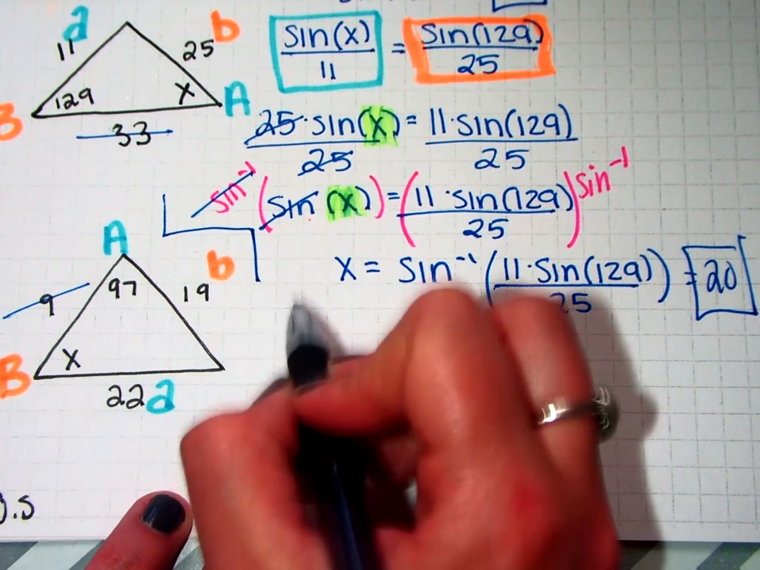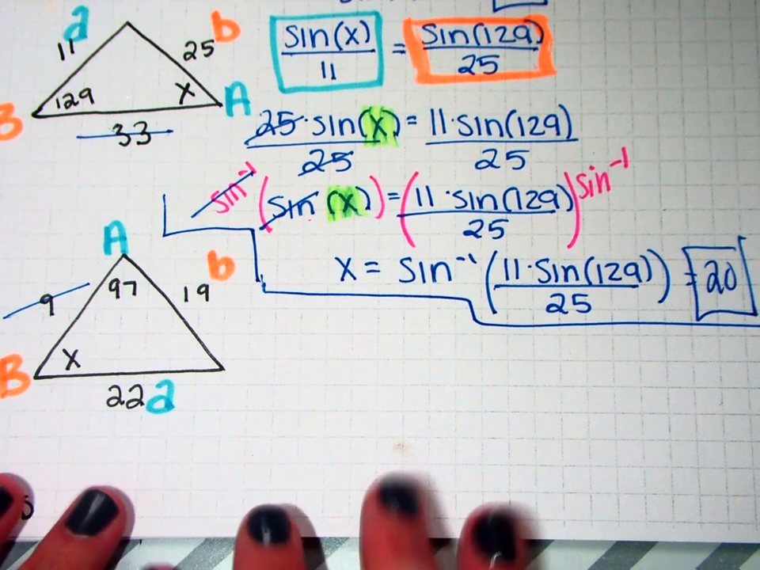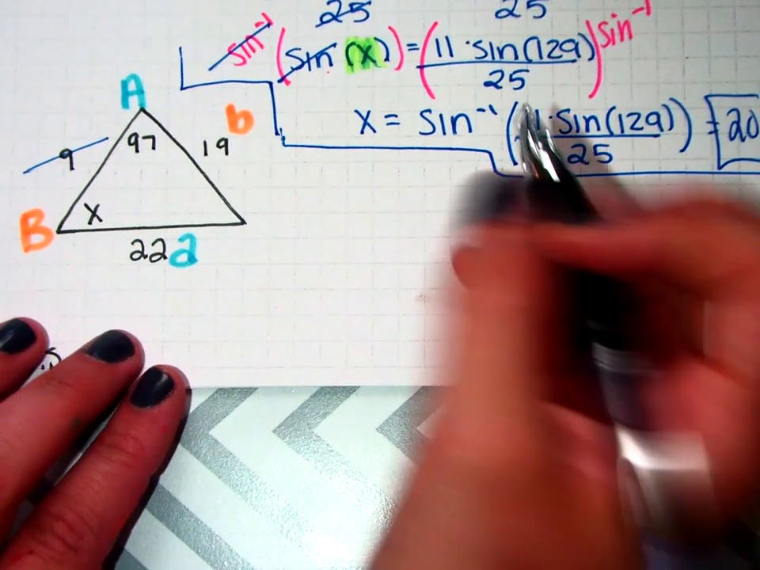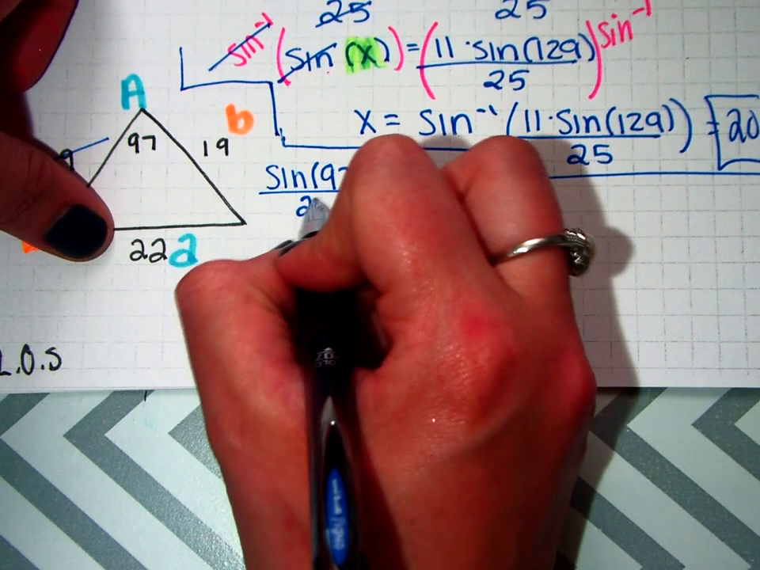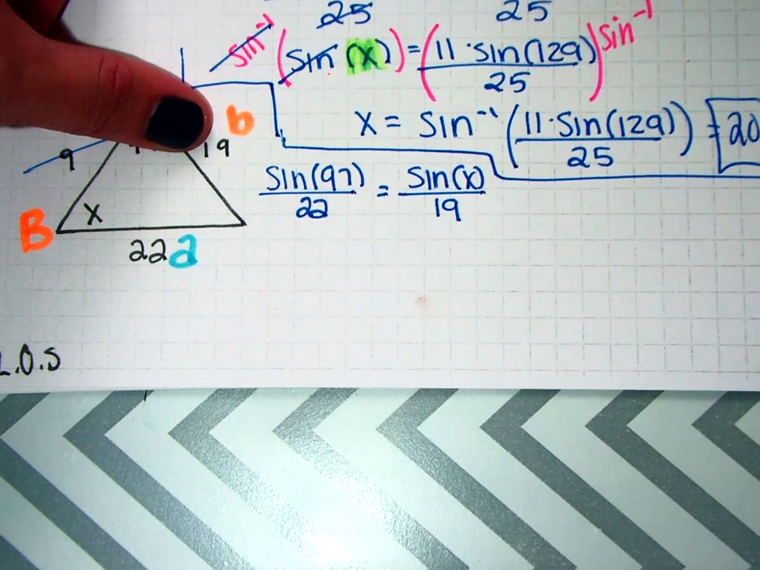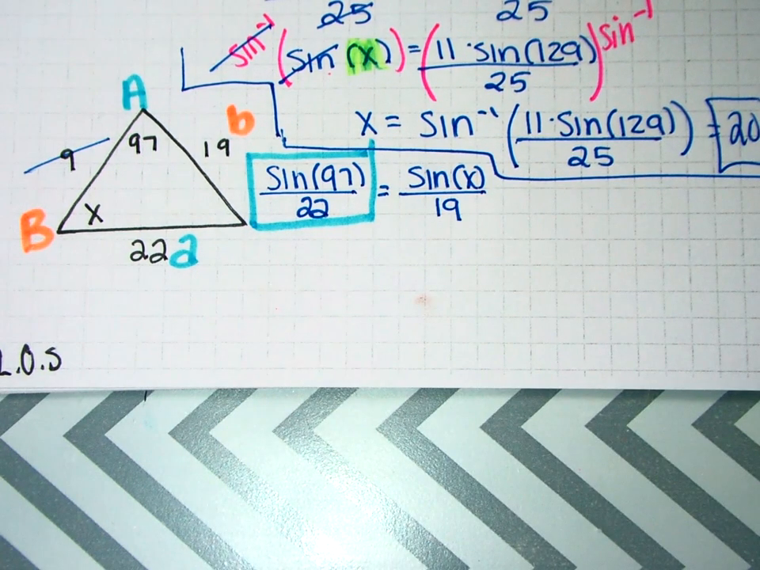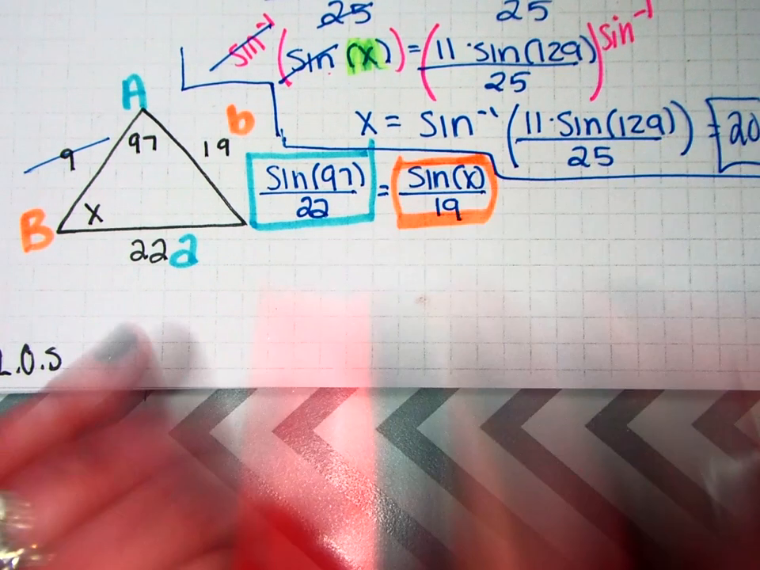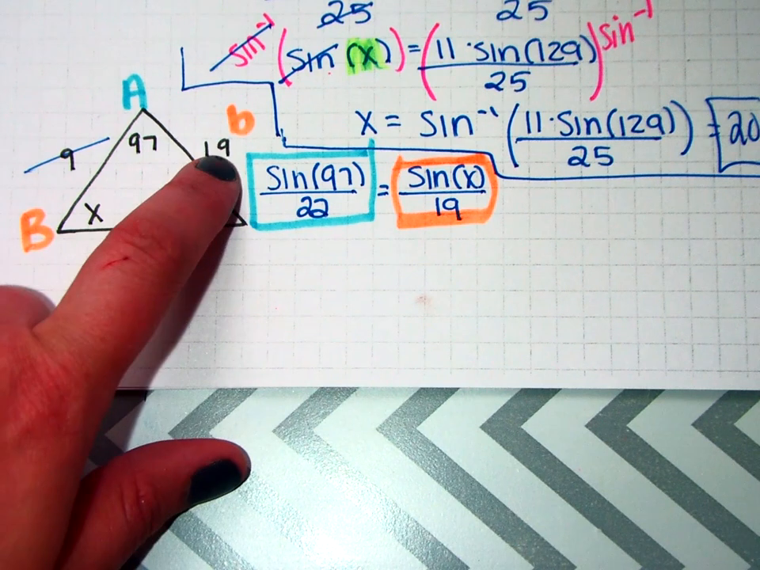Okay, let's see here. I've got a little crowded over here. All right, let's try this out. So I'm going to set up my problem just like before. Sine of 97 over 22 equals sine of X over 19. So this first one is the A ratio, and this second one is the B ratio. Again, A, B, and C, those are just arbitrary values. We are just using those letters because they're the first 3 letters of the alphabet. The letters only hold meaning to help you know capital goes with the angle, lowercase goes with the side.